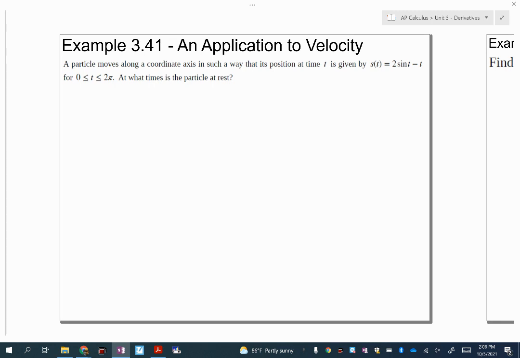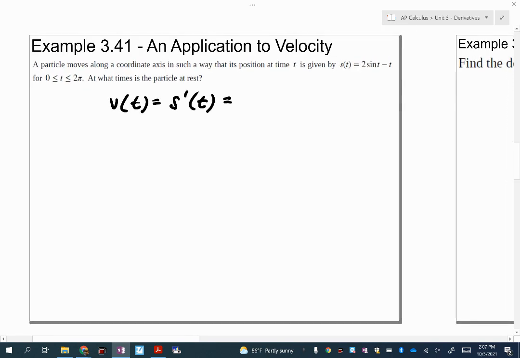Now this question, when it says at what times is the particle at rest, it's essentially asking: when is the speed, which is the absolute value of the velocity, when is the velocity of this particle 0? We've talked about how, if you give me the position function, to find the velocity function, v of t, is the first derivative of the position function. So if I find the derivative of s of t, that will give me the velocity function.